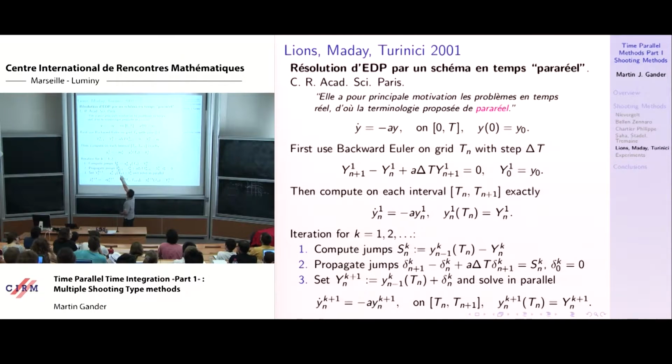So what's this method? For an ODE y dot equals minus a y on the interval 0 to T with a given initial condition, you first use a backward Euler method to get a rough approximation of the solution, like in Nievergelt. And then the recipe says you calculate exact solutions of the underlying problem on each time interval, starting at these approximate values. And now there is a complicated recipe following. You have to compute jumps, which are differences of the exact values minus the approximate values you had. Then you have to do a forward Euler propagation of jumps with the jump at the right-hand side. And then you have to update the values you got.